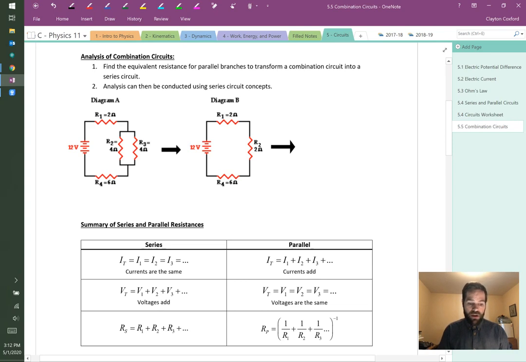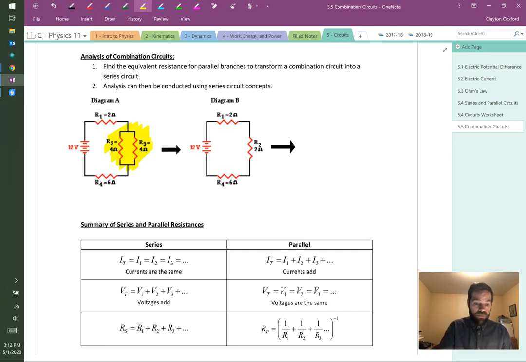So here's an example. Let's say that we have a circuit that has a 12-volt battery, we have a 2-ohm resistor, and then this little section here with two 4-ohm resistors in parallel with each other, and then a 6-ohm resistor on our path back to the battery. What we are going to do, as in the first bullet point up here, is find the equivalent resistance of the parallel branch. So this branch right here, the two 4-ohm resistors, we are going to figure out what the equivalent resistance of those are.